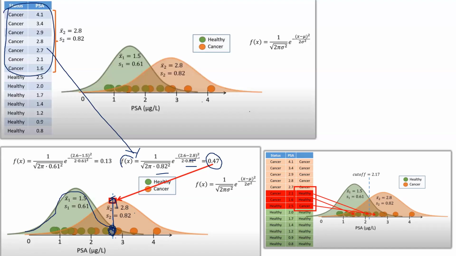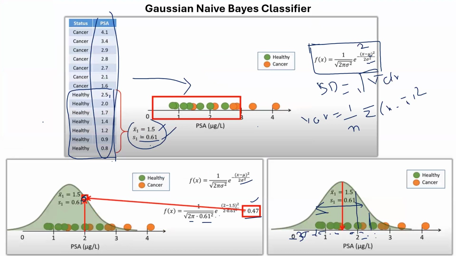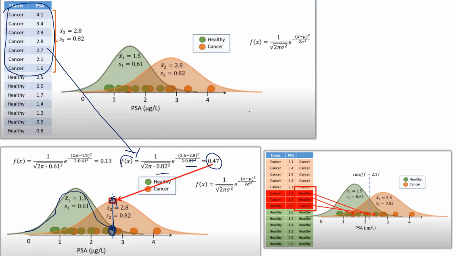So for healthy, what is the standard deviation? For the healthy, standard deviation is 0.67, mean is 1.5. Substitute those values and the x is 2.6. So now you got the value 0.13, right? So now you got the probability density functions at these 2 points.